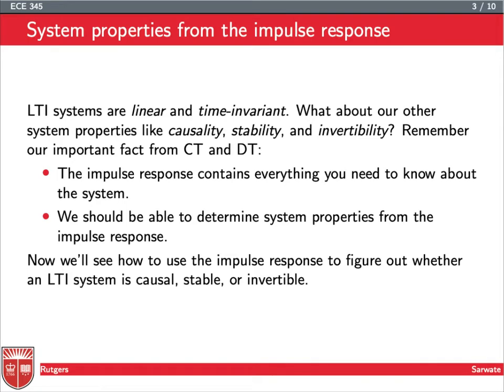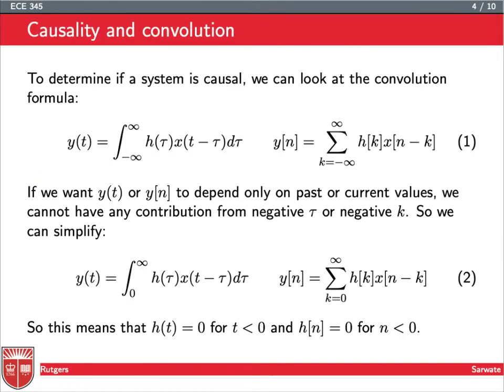So LTI systems are already linear and time invariant. So we're really interested in causality, stability, and invertibility, and that's the topic of the next few videos. Remember our important fact from continuous time and discrete time LTI systems is that the impulse response contains everything you need to know about the system. In particular, we should be able to determine causality, stability, and invertibility from the impulse response. So we'll see how to use the impulse response to figure out whether the LTI system is causal, stable, or invertible. And for this particular video, we're going to focus on causality.